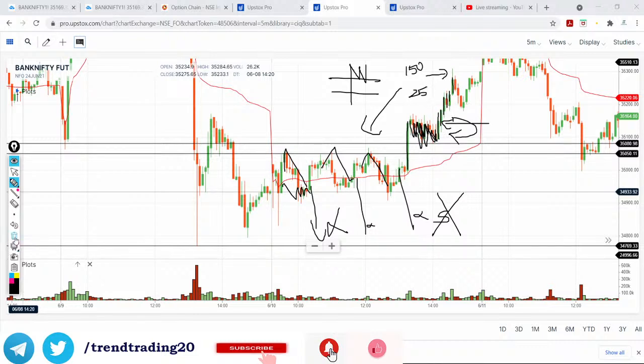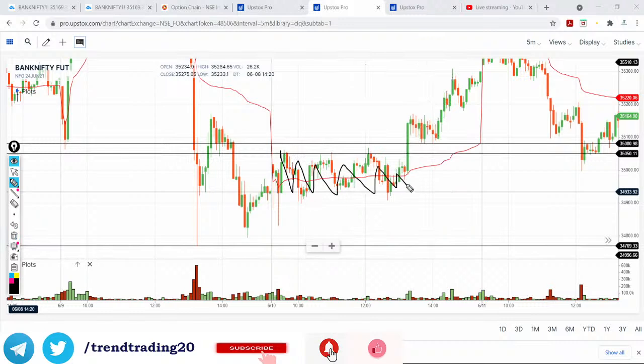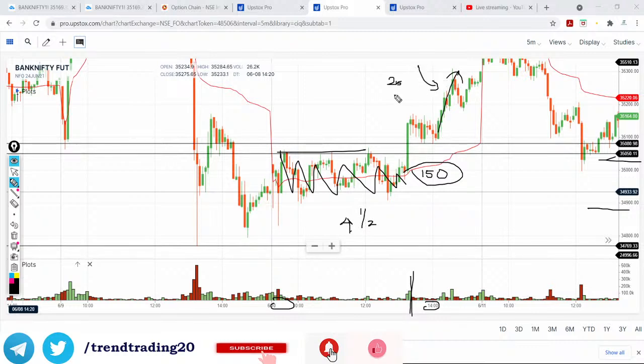Here look at this, price was going sideways. 150 points, this is 35,050 to 35,900, 150 points. Price was struggling for how much time? Till 1:30, 2 p.m., from morning 9:15 to 1:30, 4.5 hours price was struggling in a 115 point range. And 150 points upside move we got in 25 minutes.